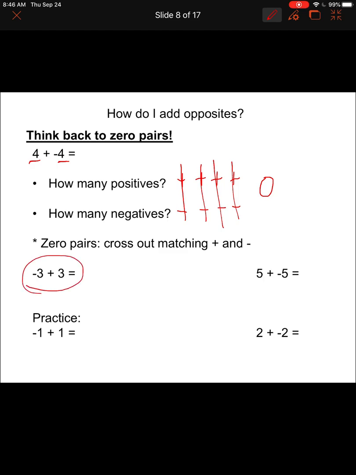So if we look down here at negative 3 plus 3, we have negative 3, adding 3 positives, cross out your 0 pairs, you're left with nothing. 5 plus negative 5, you have 5 positives, and you have 5 negatives. Cross out your 0 pairs, and you're left with nothing.